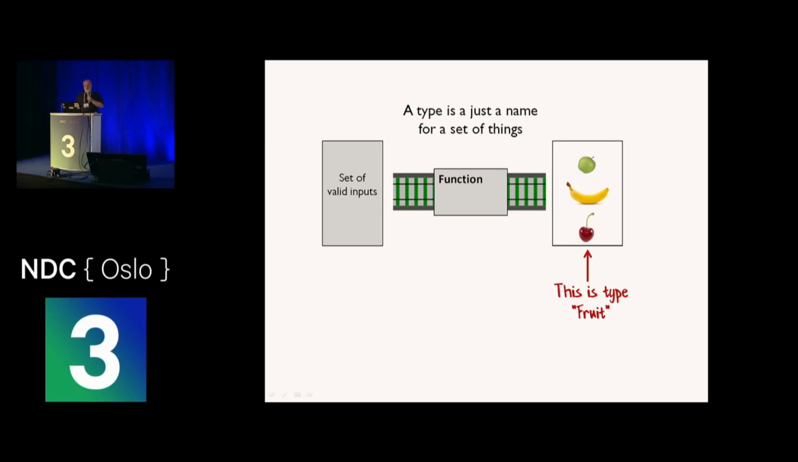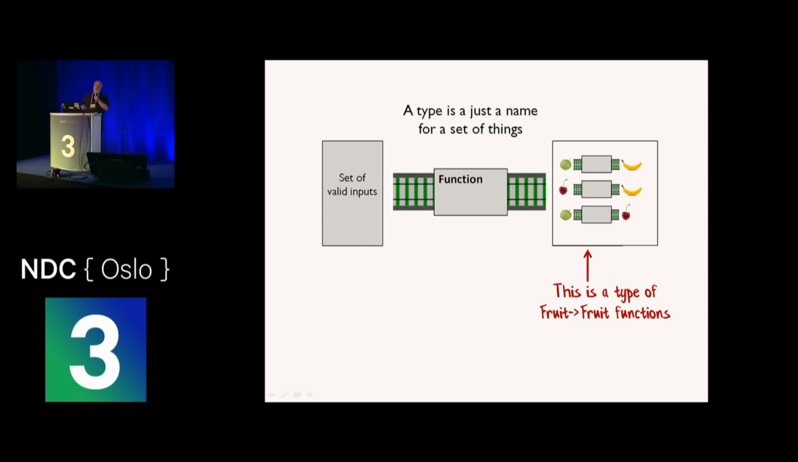And here's an example of a set of fruits. And because it's just a set, of course, you can have a set of functions. So this is a set of functions which turn fruit into fruit. So this is the fruit-to-fruit functions. And we give that set a name. We call it fruit-to-fruit functions. Because it's just a set, it's nothing special.